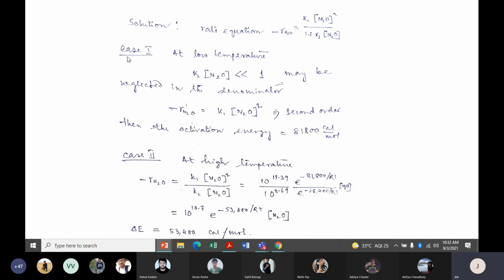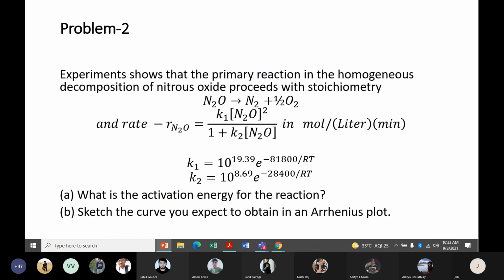Achha. Then observe this again. I am writing this neglecting the second term, that is if it is less than 1, then it is second order, K1 N2O square, second order. And in this case, we can prove K1 is given by Arrhenius expression for second order kinetics. This is 81800 calorie per mole, 81800 calorie per mole for K1. And for K2 it is 28400.